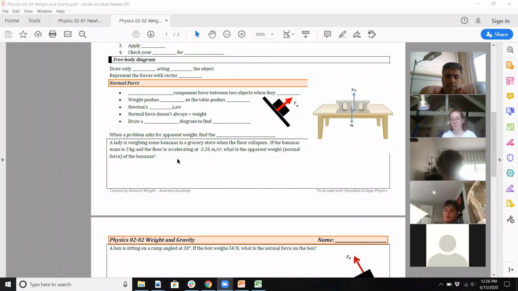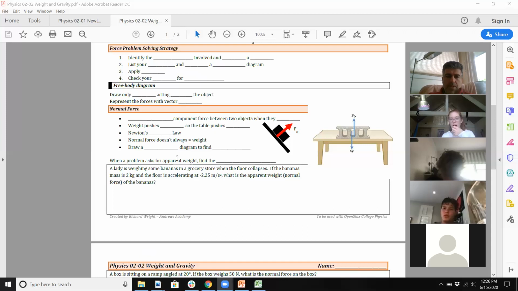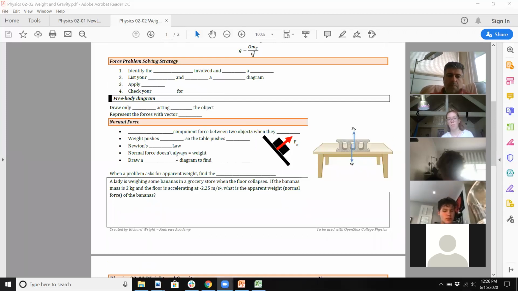All right. So we're going to do some examples, but first we have to talk about a strategy for doing these kinds of problems. So let's talk about our strategy here. So usually, hold on a sec.